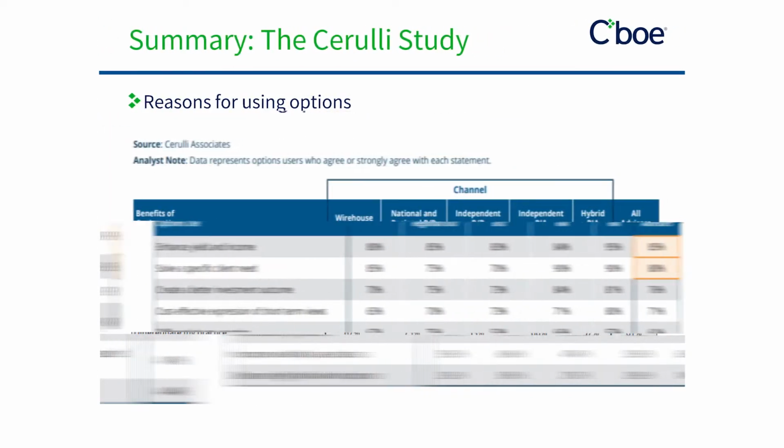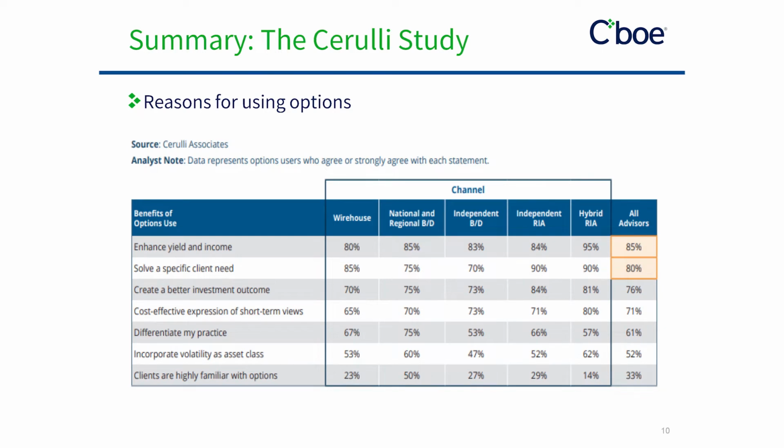When asked what the specific motivation was for using option overlay approaches, the advisors highlighted the potential to enhance yield or generate income. They appreciate the ability to shape investment outcomes and differentiate their practices. They're also able to solve for very specific client needs and express a market sentiment in a potentially more capital-efficient manner. Advisors also indicated an interest in incorporating volatility as an asset class into their offering.